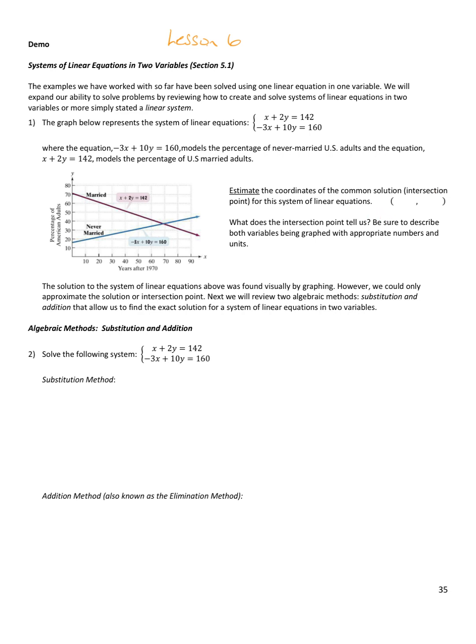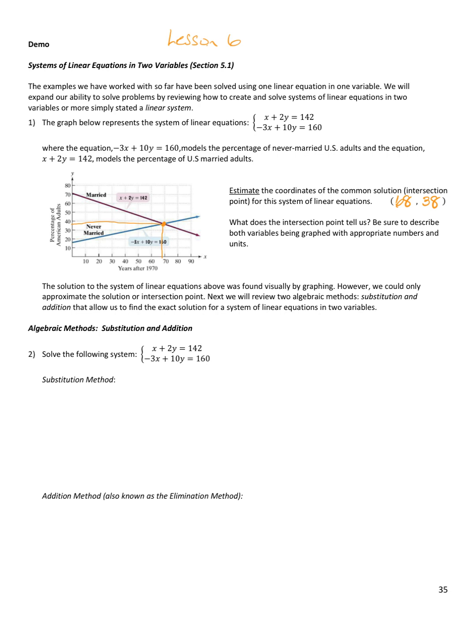So it's right here, and it looks like it's at about, let's see, the x is just before 70, and the y looks like it's just before 40. So I'm going to say 68, 38. It's just an estimate. What does the intersection point tell us? Be sure to describe both variables being graphed with appropriate numbers and units.